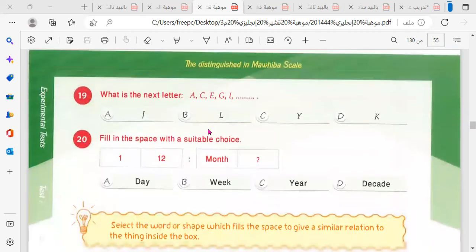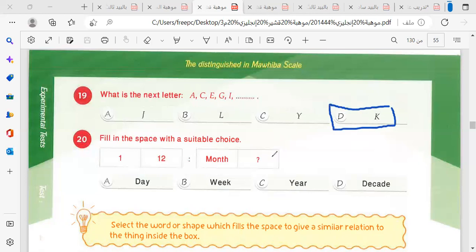Okay. Number 19. Now, what is the next letter here? The next letter. I think this question. Now, the next letter here. What is it? It is D. D is K, right? Right, good. Okay, number 20. Fill in the space with the suitable. It is what? Yes, it is C, right?